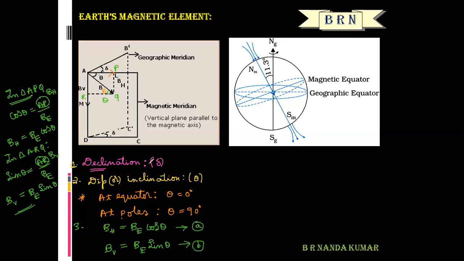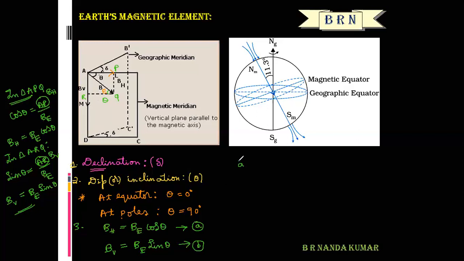What is the meaning of declination? Angle between magnetic meridian and geographic meridian. What is the meaning of dip or inclination? Angle made by Earth's magnetic field with horizontal contained in the magnetic meridian. It is maximum at poles, minimum at equator. What is the meaning of horizontal component of Earth's magnetic field? The component of Earth's magnetic field along horizontal direction. Vertical component of Earth's magnetic field means the component along vertical direction.